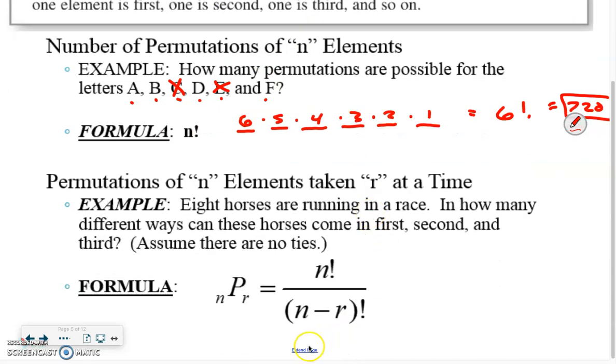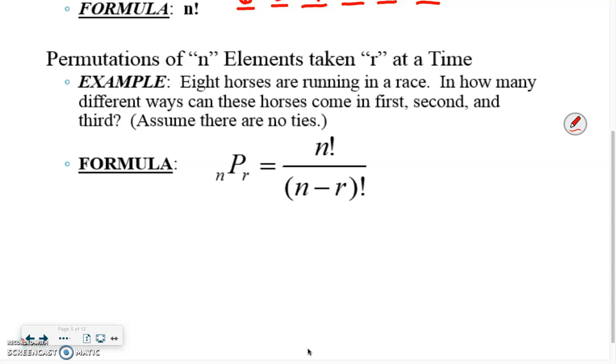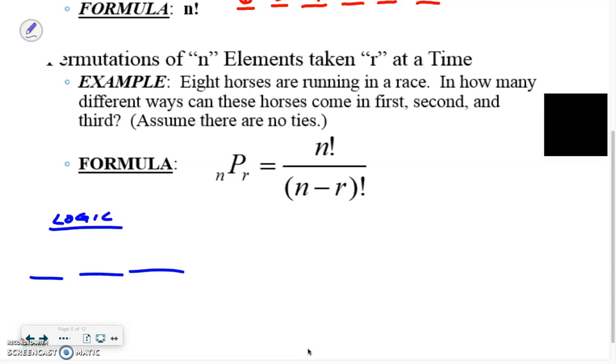Okay? The more common type is when you have n elements taken r at a time. Again, a little bit more like this. Again, going back to the whole idea of running a race. This time we're talking about horses, though. 8 horses running in a race, and how many different ways can these horses come in first, second, and third? So 2 ways of looking at this logically. First, second, third place. We have 8 horses.